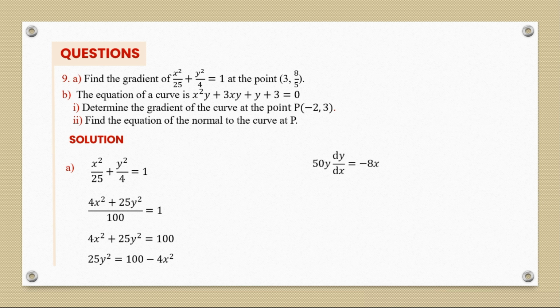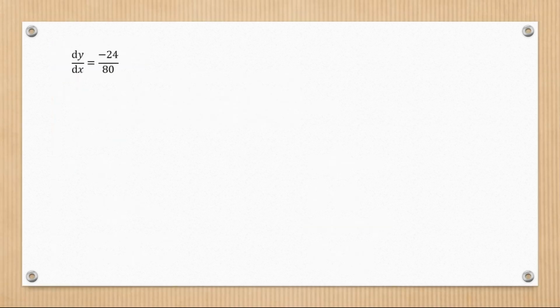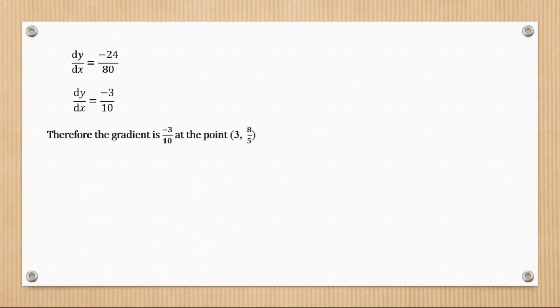Then if I differentiate both sides, I'll have 50y dy/dx being equal to -8x. I'm differentiating this the way I differentiate implicit functions, that's why I do it that way. Then if I make dy/dx the subject, dy/dx shall be equal to -8x over 50y. Now at the point (3, 8/5), I'm going to substitute in for the values of x and y. This is the same as -24/80, which is the same as -3/10. Therefore the gradient is -3/10 at the point (3, 8/5). So now I know the gradient in part A, and that is the answer.